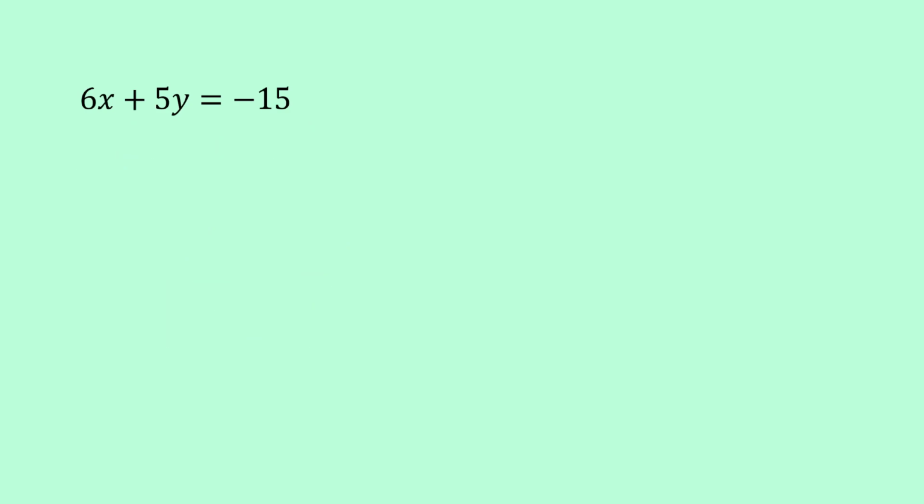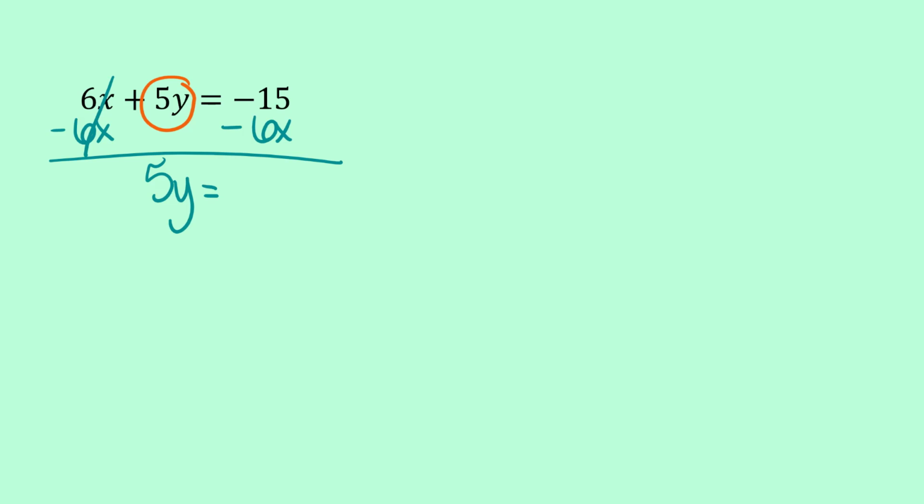All right, so this time we have 6x plus 5y equals negative 15. Remember, our goal is to get y all by itself, so where the y is becomes my circle of don't touch. I need to get rid of everything else on the same side of the equal sign, so my positive 6x is going to become negative 6x, and whatever I do to one side, I have to do to both. So I end up with 5y equals negative 6x minus 15.